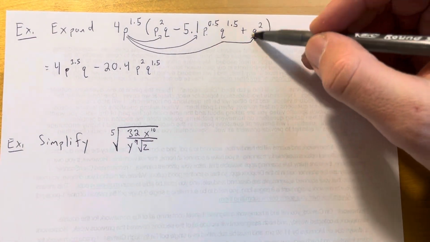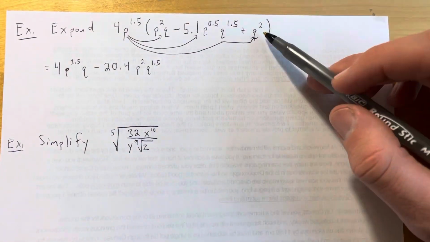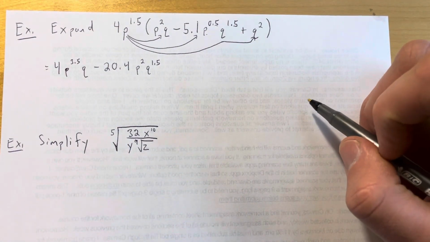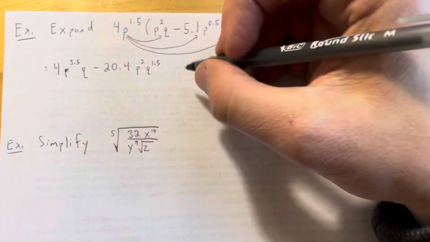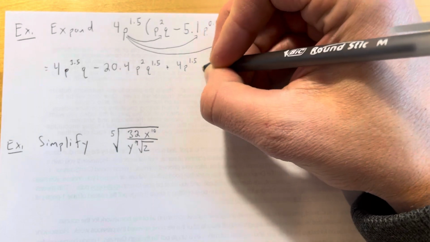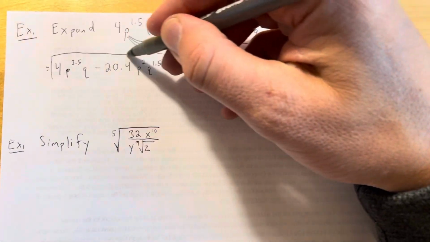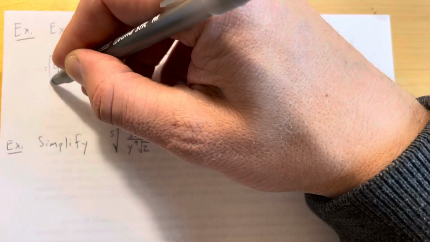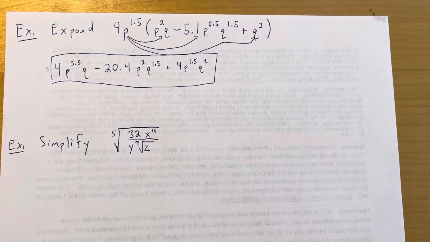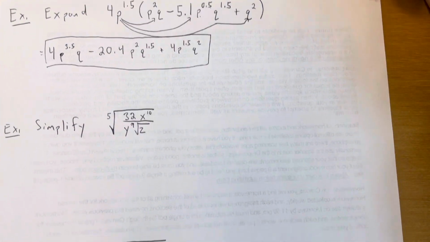Finally, my last term here doesn't have any constants, and it doesn't have any p's in it. It's just a q squared. So really, I'm just mashing those things together. Plus 4p to the 1.5 q squared. There's no opportunity to combine or simplify anything there. And that's it. I would call that done. This is not a simplified problem, it's an expanding problem. We're multiplying things out. All right, 2 more to go.